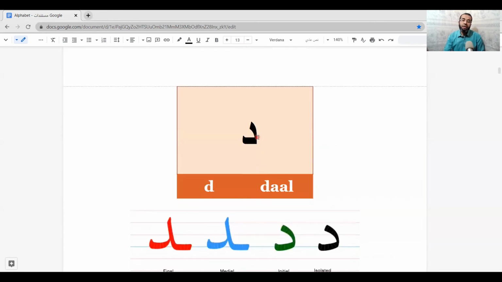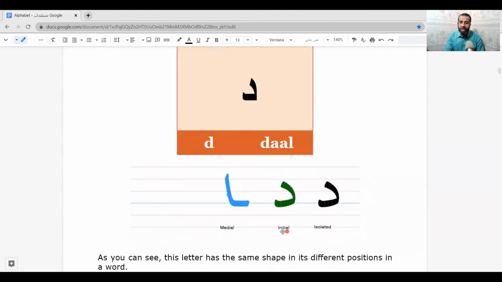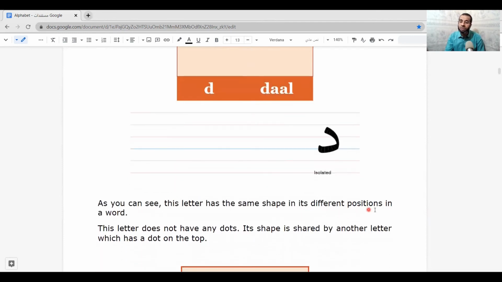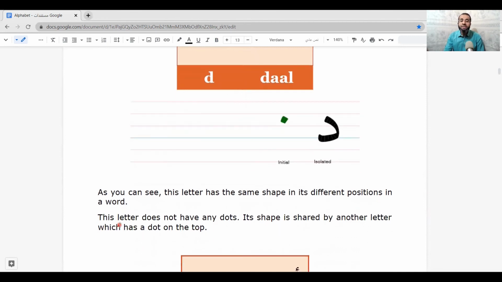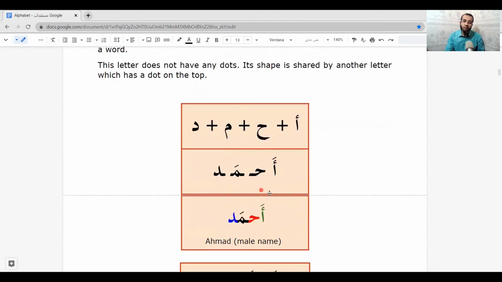Now let's study the next letter. It's dal, and its sound is da. It's written like this, as you see. When it's isolated and initial, the same. When it is medial and final, it's very similar. This letter has the same shape in its different positions in a word. It doesn't have any dots. Its shape is shared by another letter which has a dot on the top, and we will study it later on.